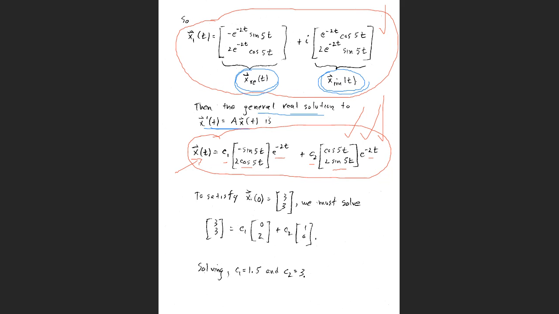We have the real solution. So a linear combination of the x real vector and x imaginary vector would be a general solution. And it is a real general solution to the linear system of differential equations. We proved that.